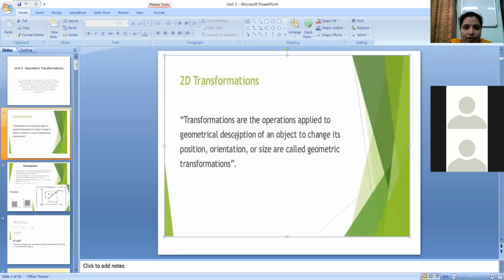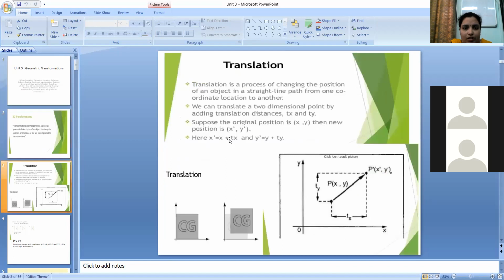So that is about the two-dimensional geometric transformations. Then we observe the first transformation, which is called translation. What do you understand by translation? Translation is nothing but simply shifting of the object from its original position to a new position.